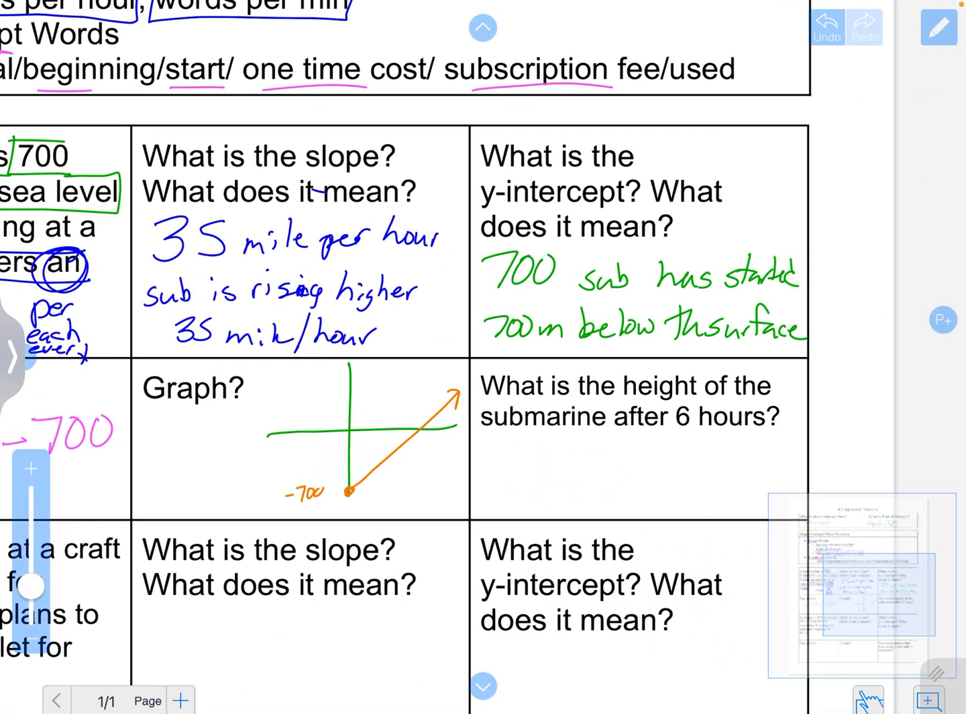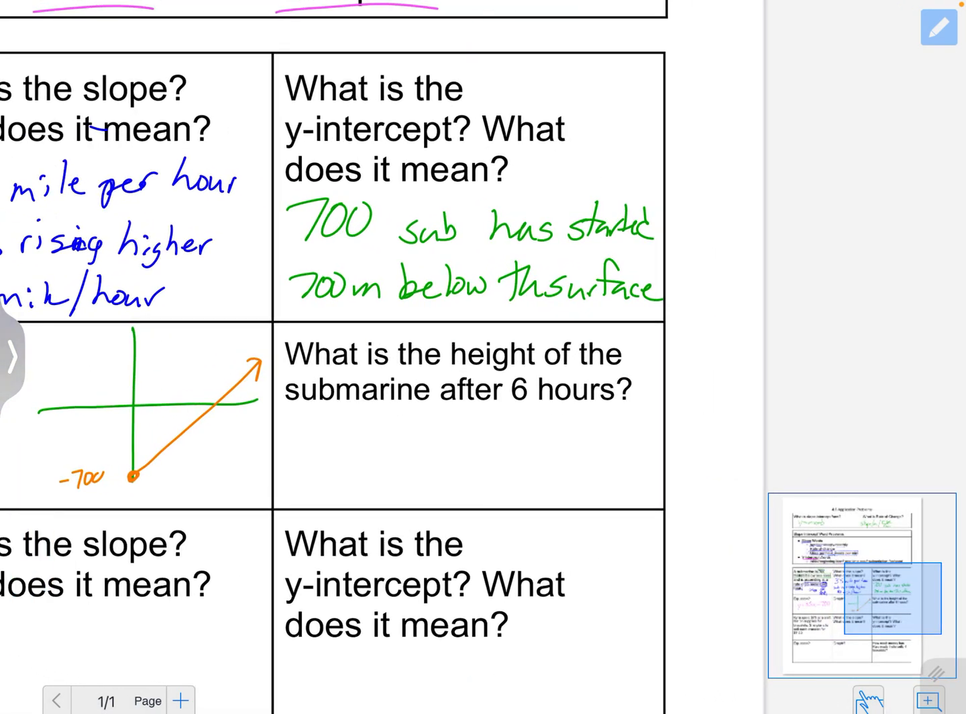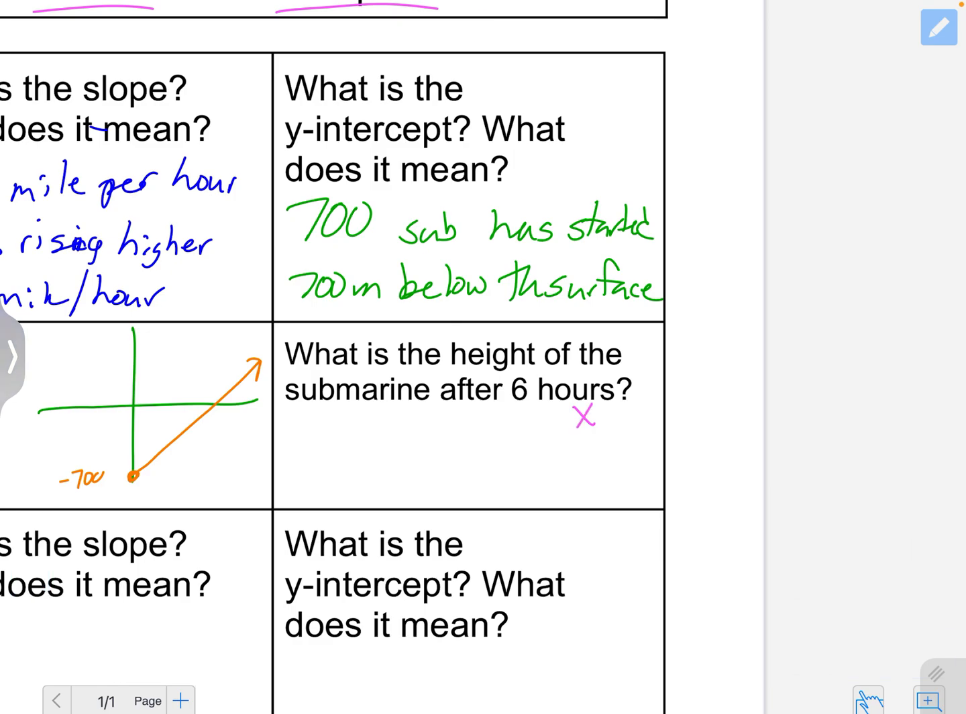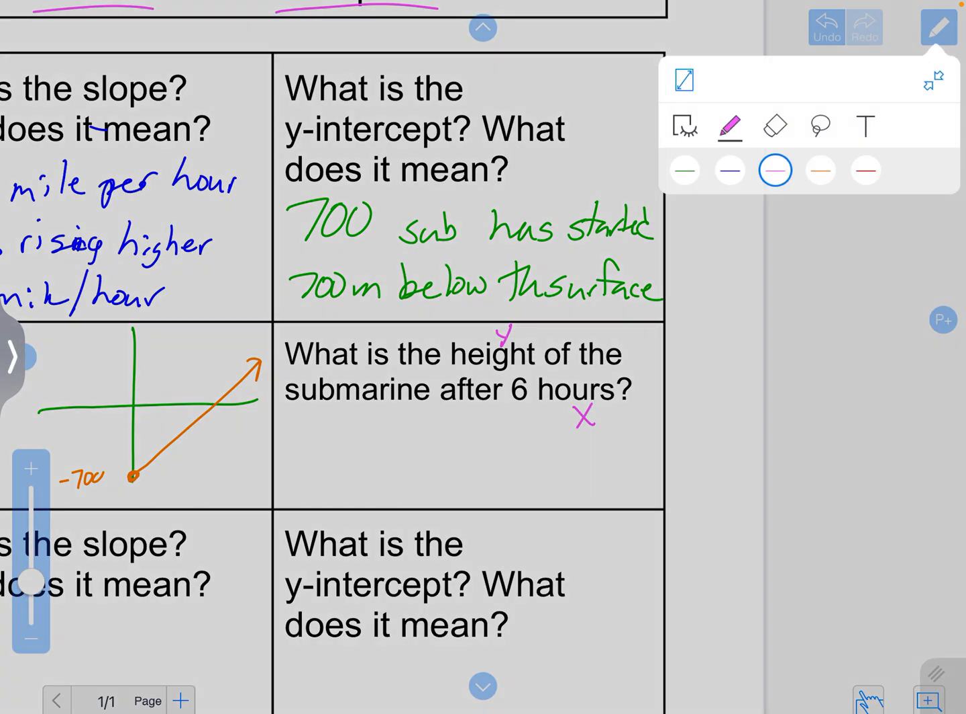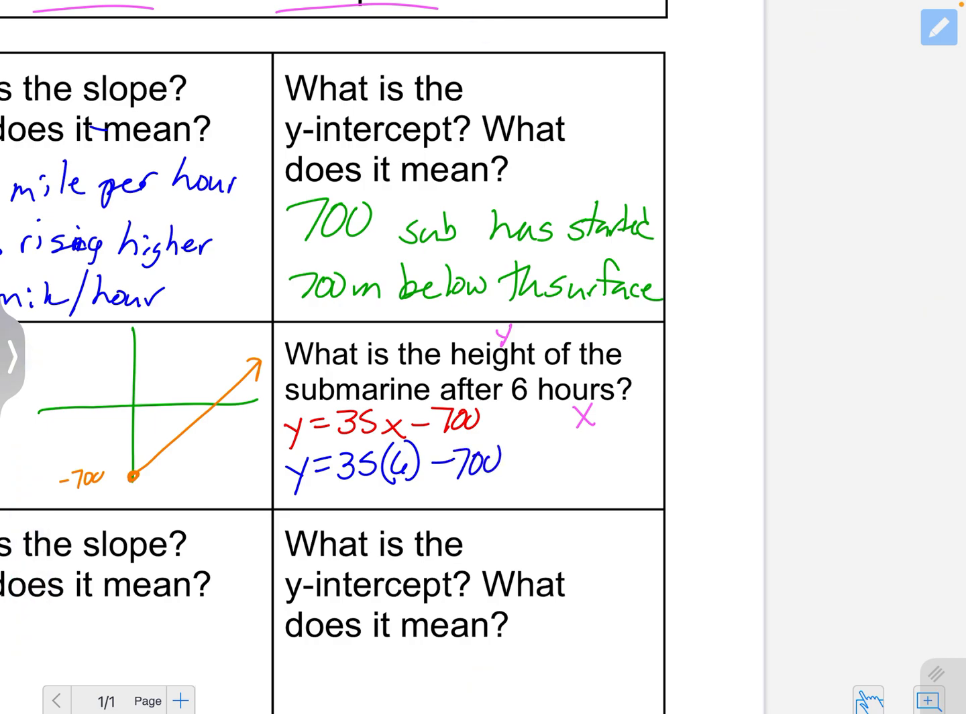Now it's asking us what is the height of the submarine after 6 hours. We have to remember that hours is x and height is y. So I take my slope-intercept equation, y equals 35x minus 700, and plug in 6 for x. So y equals 35 times 6 minus 700.